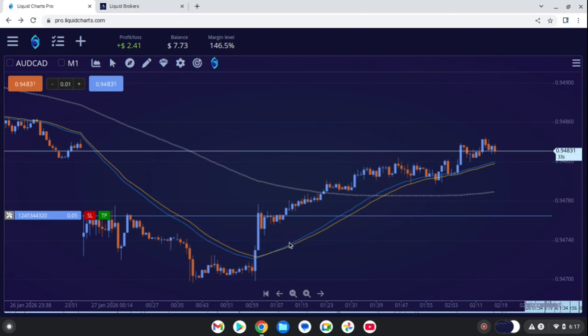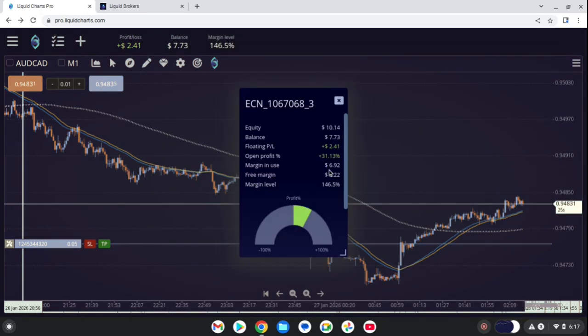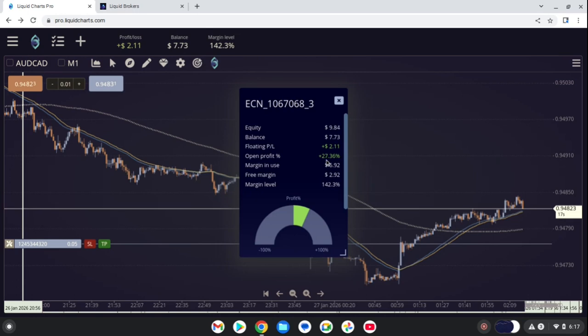And again, look how slow it moves, but also look how hard it trends. I'm almost up, what, I'm up 31% of my account. If that was $100, I'm up almost $20, or $28. If it's 1,000, $280. You see what I'm saying?